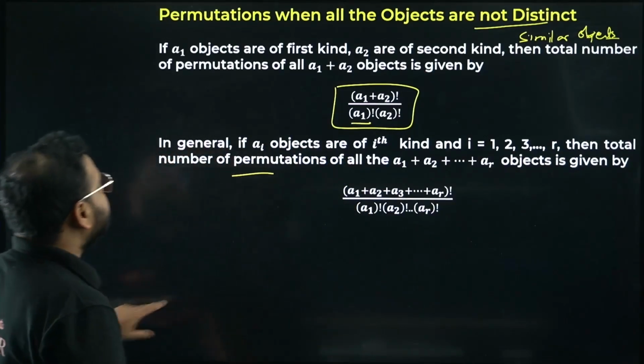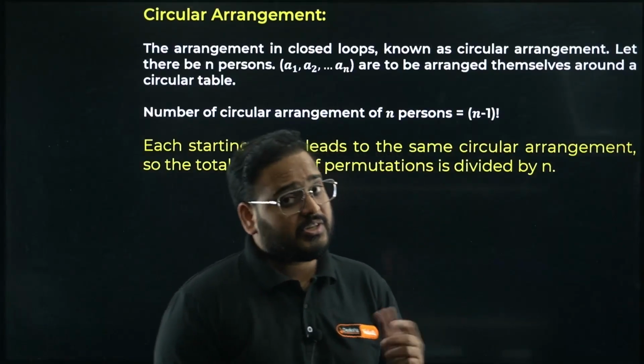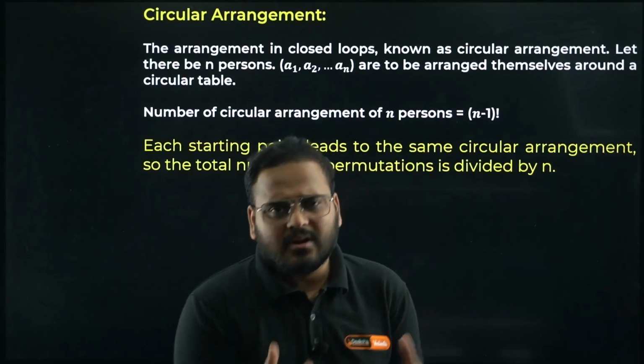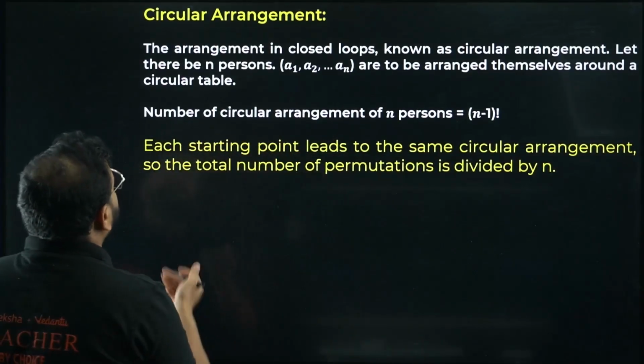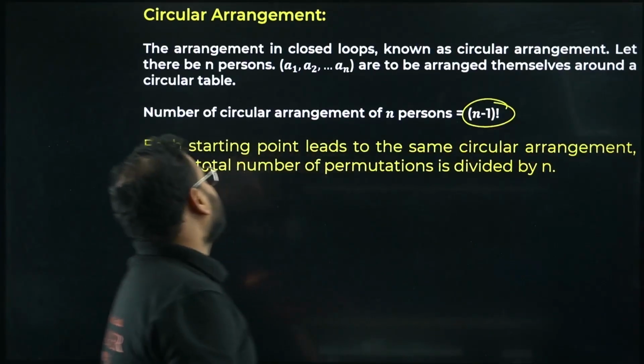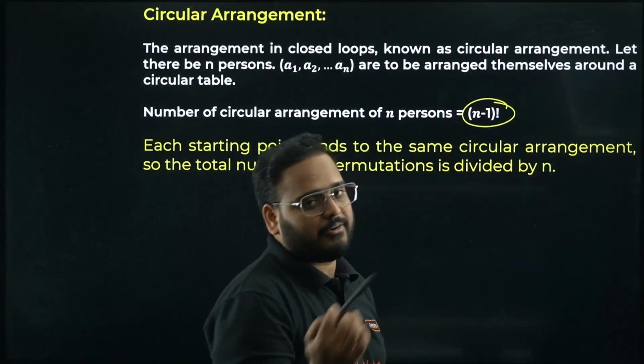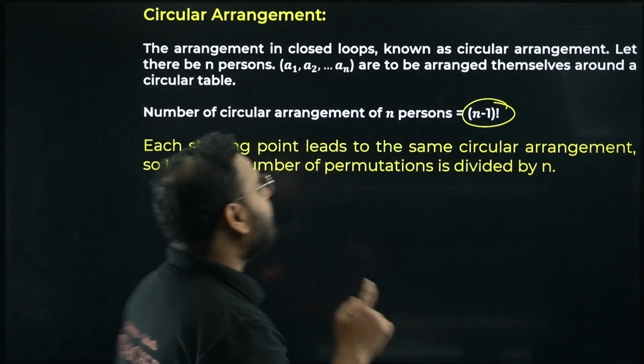Please check. Now, very important, sir, circular arrangement. A question can come from this as well. It is simple, not difficult, but it's there. So very important, we have only one formula. What is that, sir? The number of circular arrangements of n persons is given by n minus 1 factorial. Why is this?